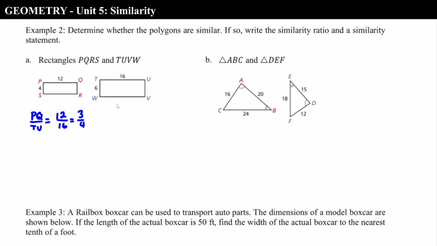Okay, now let's check the other one. PS to TW. Well, that's going to be 4 over 6, which reduces to 2/3. So our ratios are different, which means that the corresponding sides are not proportional, and the rectangles are not similar.